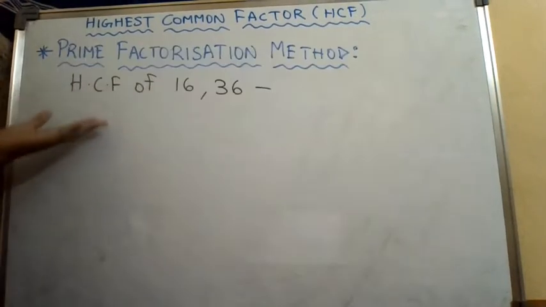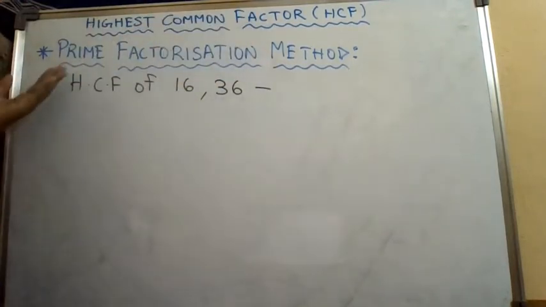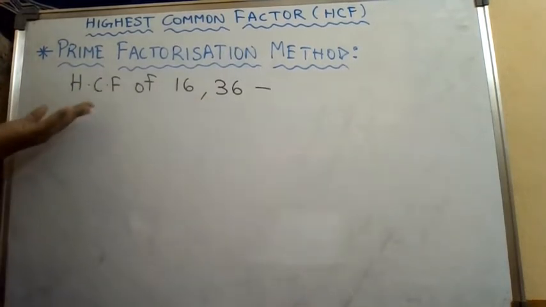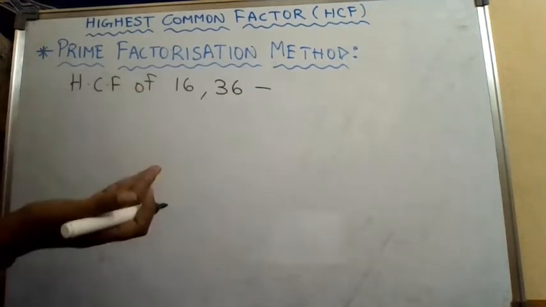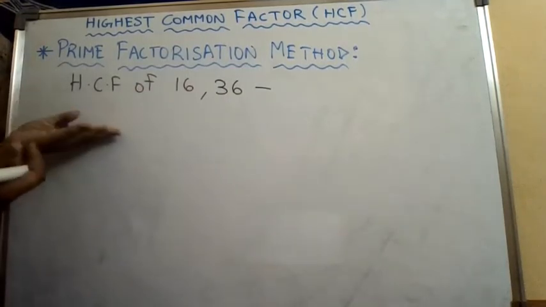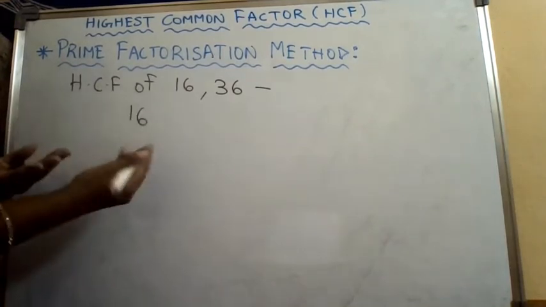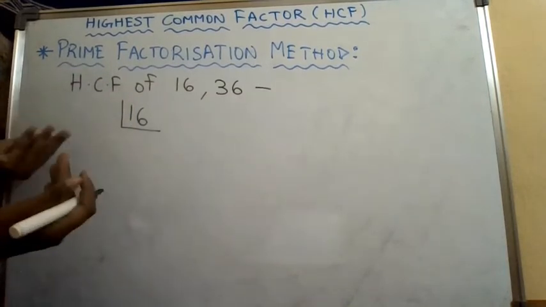The second method of finding the HCF is the prime factorization method. By using this prime factorization method, we are going to find the HCF of 16, 36. The same simple process, the short division method, is the method we are going to use in the prime factorization. Now we will check the 16 in the least prime number. The least prime number is 2.